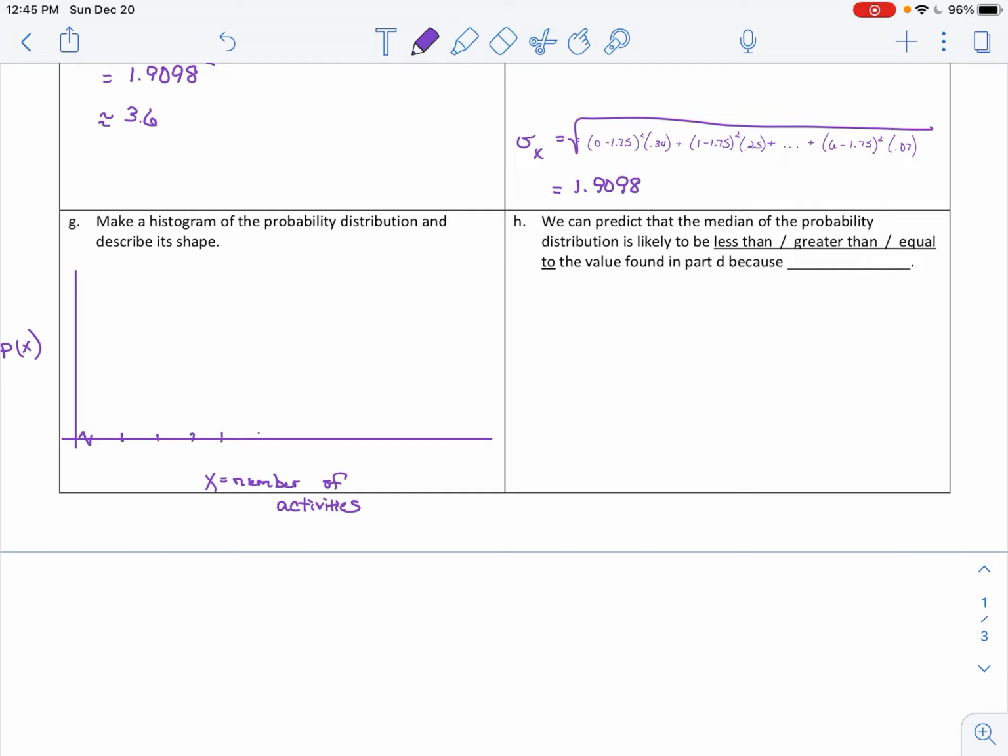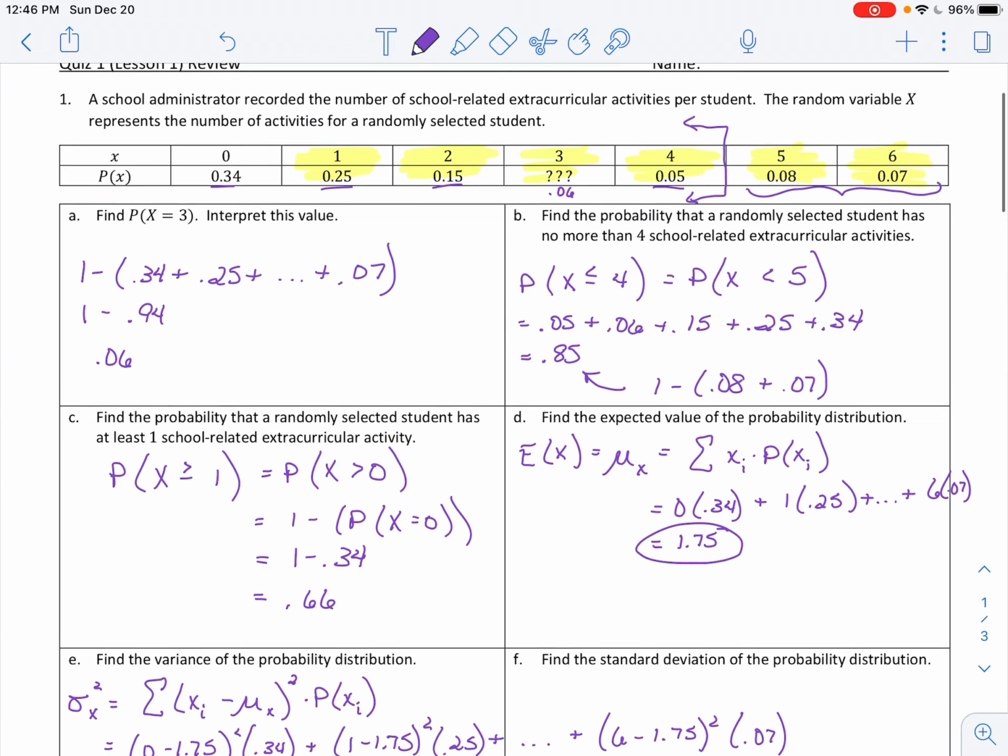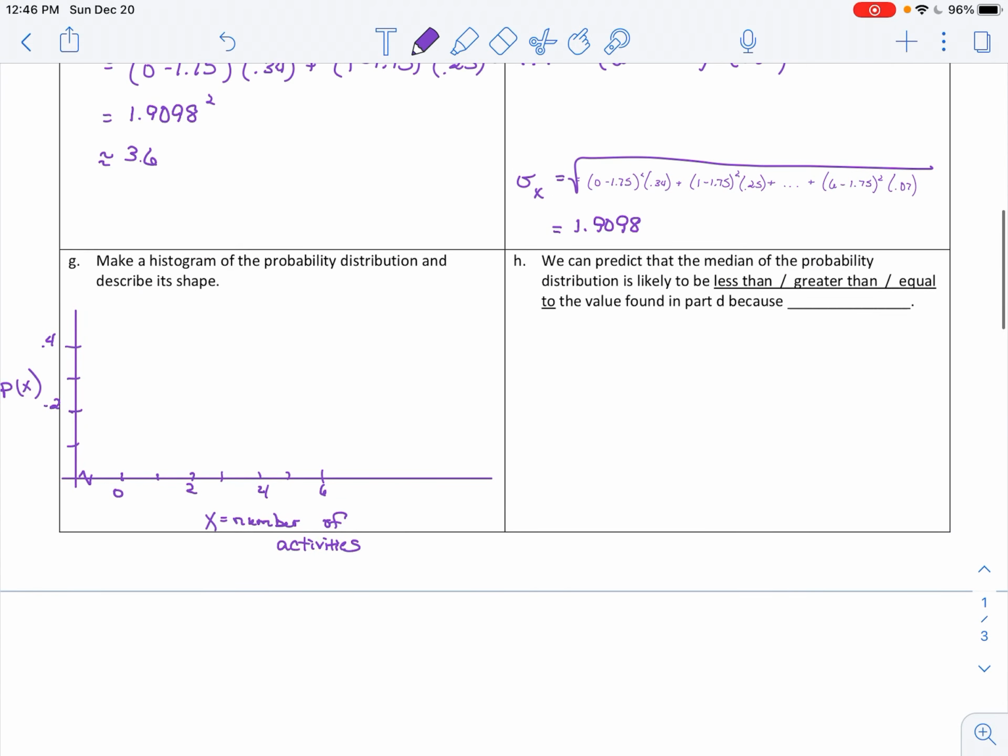So I'll have 0, 1, 2, 3, 4, 5, 6. And then the highest probability was 34%. 2, 3, 4. So I'm just going to count by, there we go. And then I'm just going to have each bar kind of have the x value as the midpoint. So I'll have one bar with 0 in the middle, and it has a height of 34.